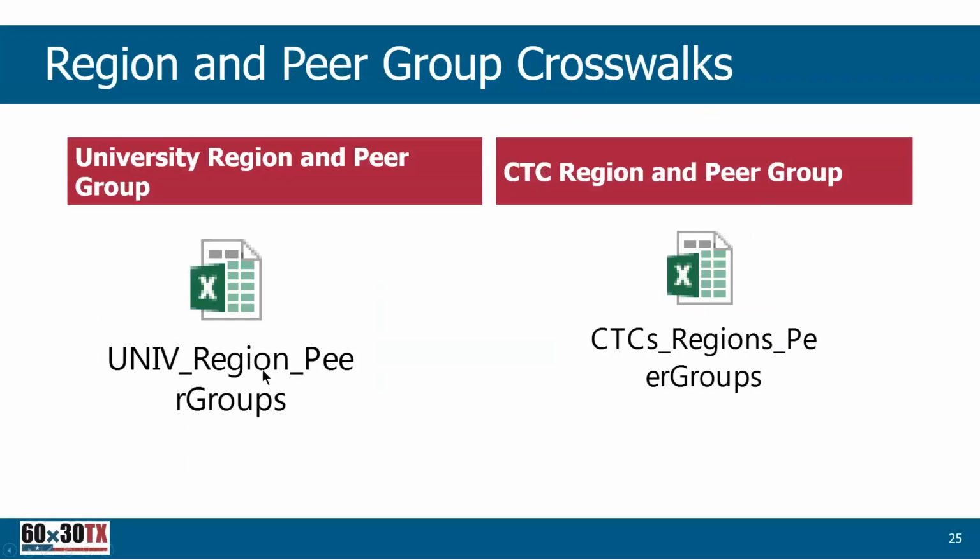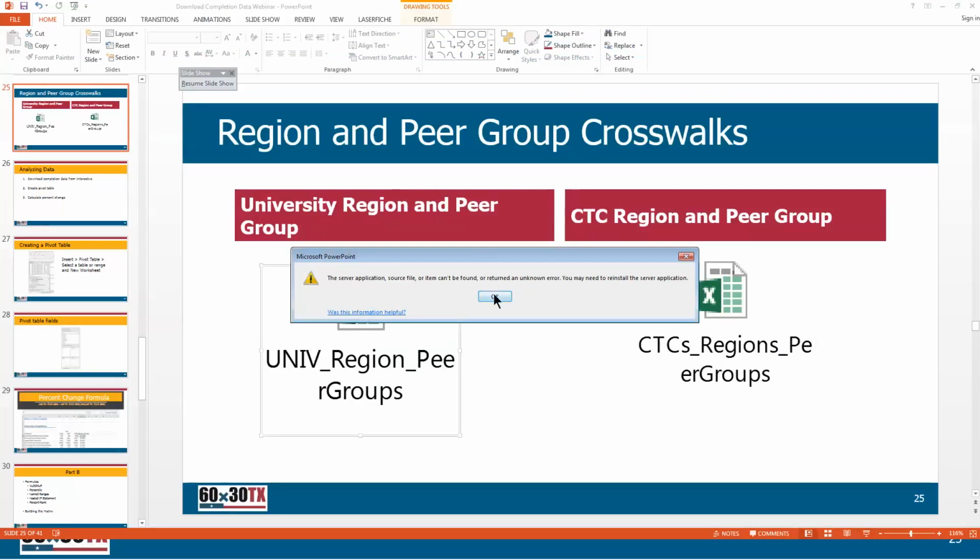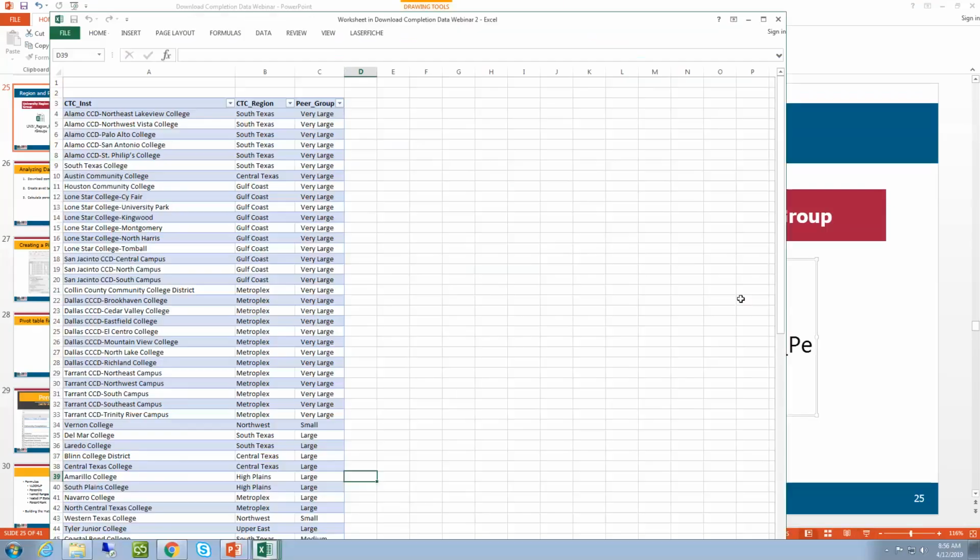Okay. The other nice thing that you're going to get in the PowerPoint is a crosswalk of the regions and peer groups for each institution. So it's going to be embedded in the PowerPoint. You can double click on this icon and it'll give you the university region and peer groups and the region and peer groups for community technical colleges. And let me show you what that looks like. As you can see, you'll be able to double click. Well, here it is.